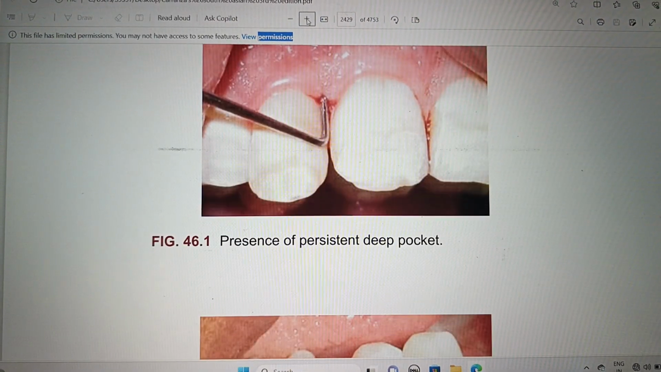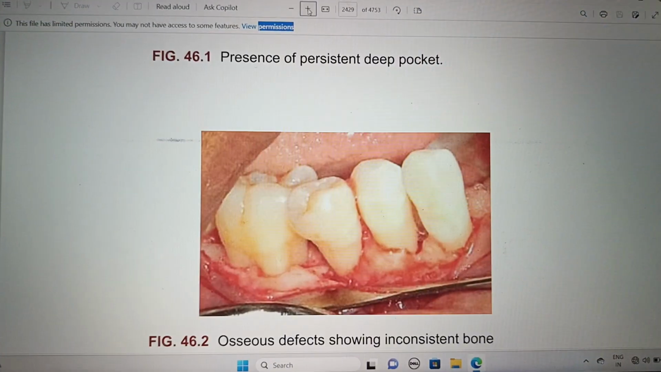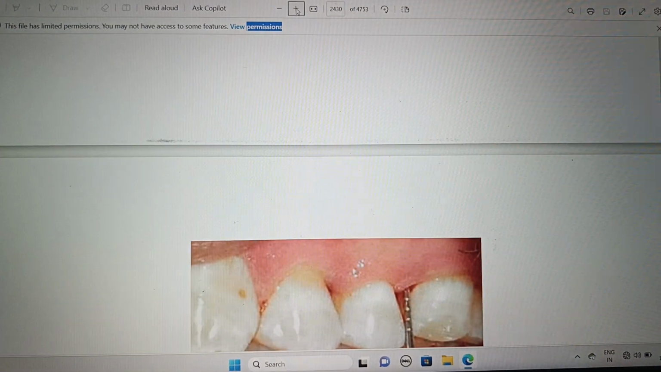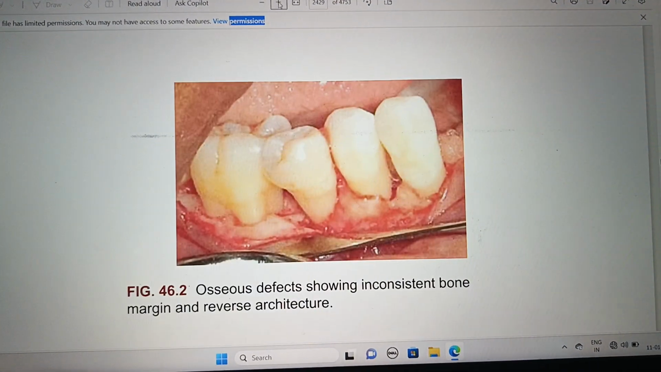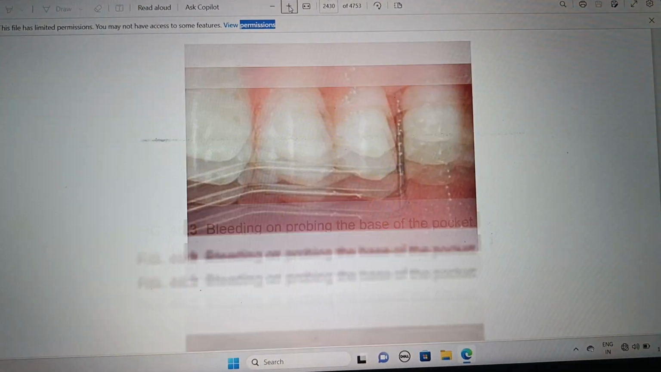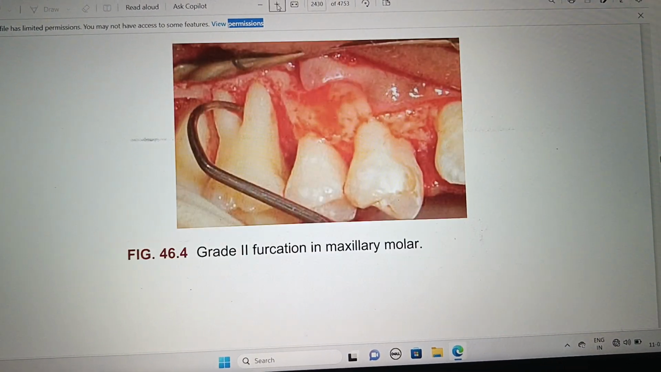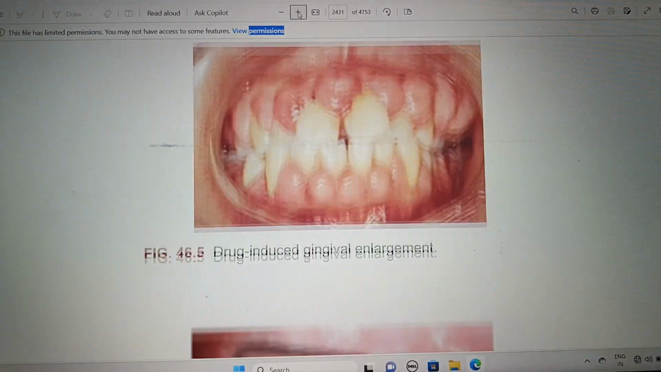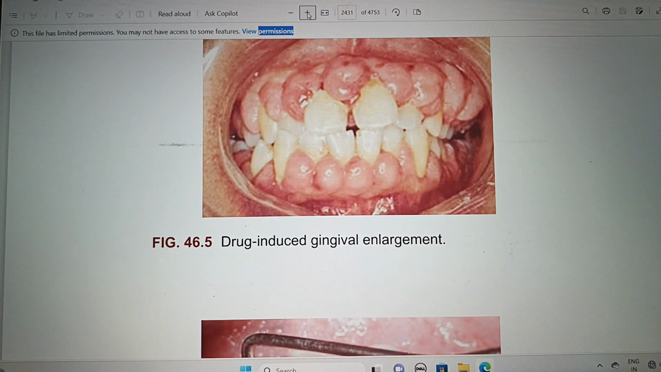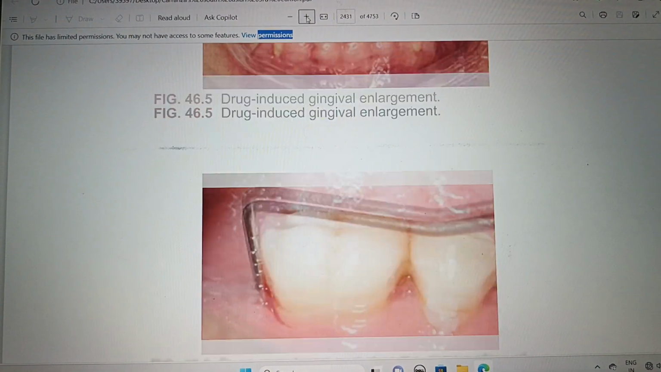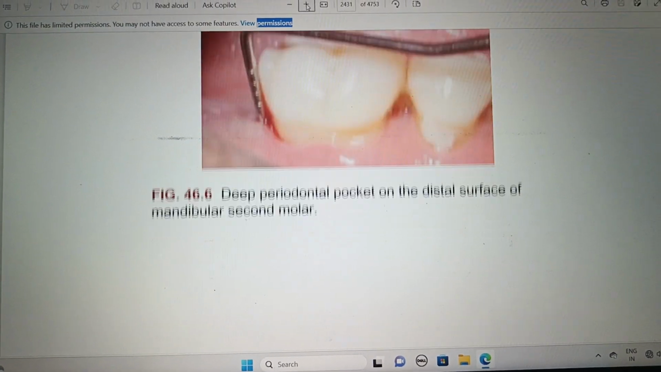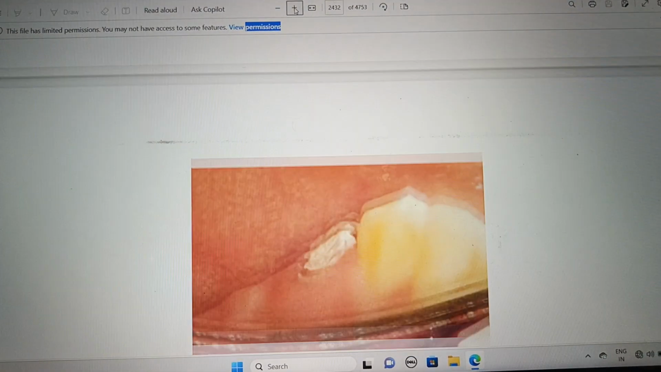The first picture shows the presence of pocket depth. The next picture shows the presence of osseous defect. The next picture shows bleeding on probing at the base of the pocket. Then grade 2 furcation involvement in maxillary molars. This is drug induced enlargement, where we need a modified Widman flap. Then the distal molar pocket. These are some of the indications for periodontal surgery.